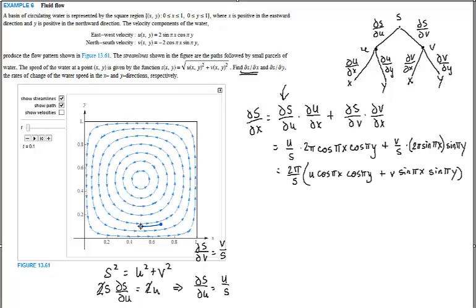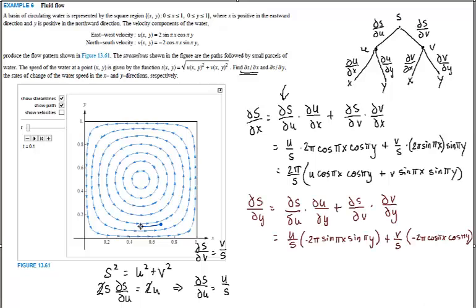Yeah, it's ugly. Okay, so I'm going to write down a similar thing for the partial of s with respect to y. Alright, that's just stunning. I'm going to factor out a negative 2 pi over s and get another mess of something. Okay, there's the equation for the change of the rate of change of the water speed in both the x and the y directions. Lovely.